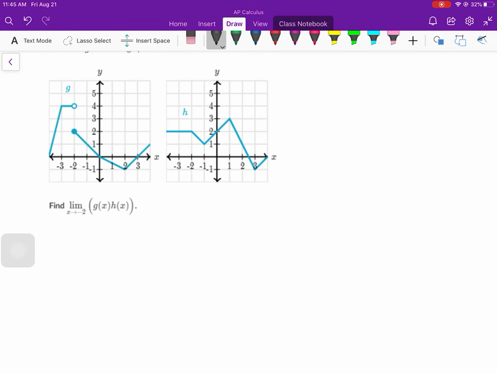This problem seems to be the same as well. We'll take a look at it though and see what happens. So once again, we can see that the limit of g of x here as x approaching -2 does not exist. So what we're going to do is split it into two different cases. So we'll have the left-hand limit.